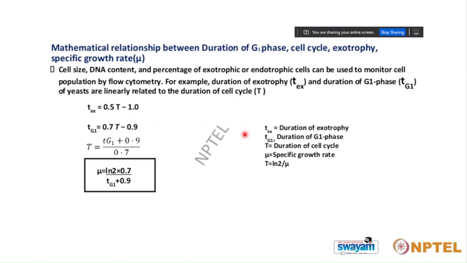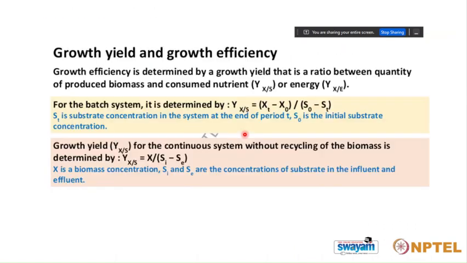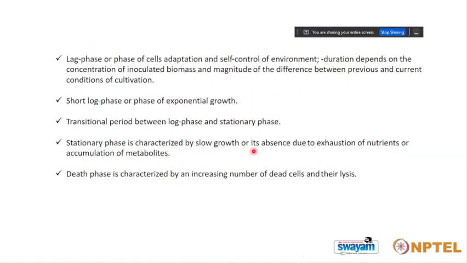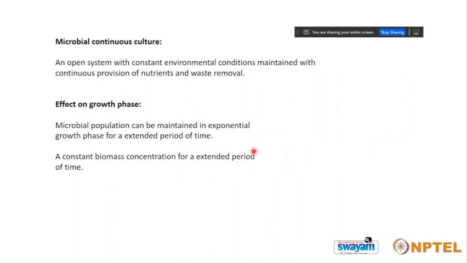Then we went to the mathematical modeling of specific growth rate, and we studied how the yield coefficient calculations vary with respect to batch and continuous systems. And we discussed the difference between the batch and continuous modes of cultivation, and we also discussed the different phases of the cell cycle. Then we discussed the advantage of continuous cell culture.